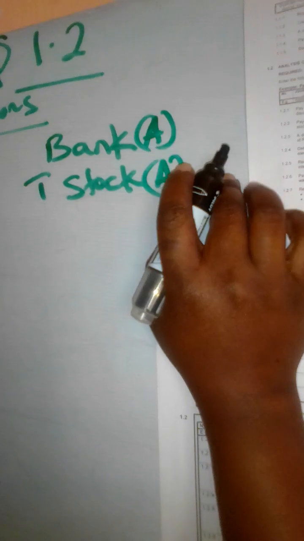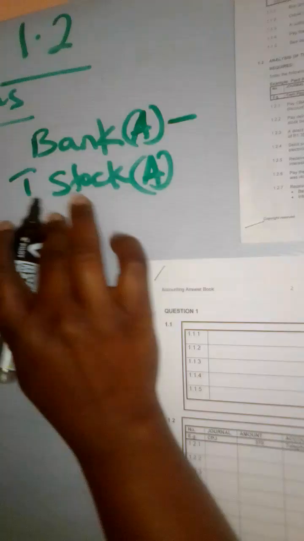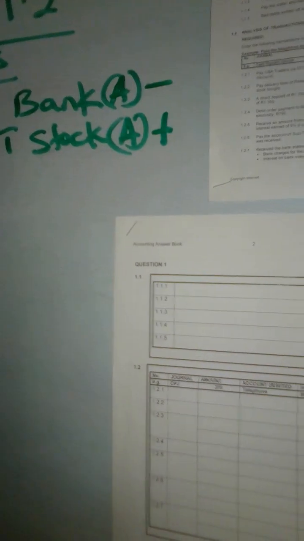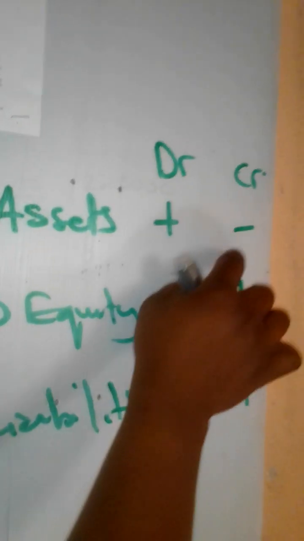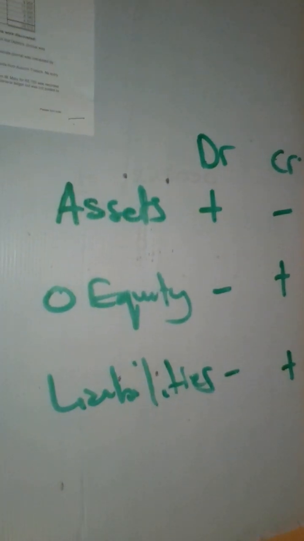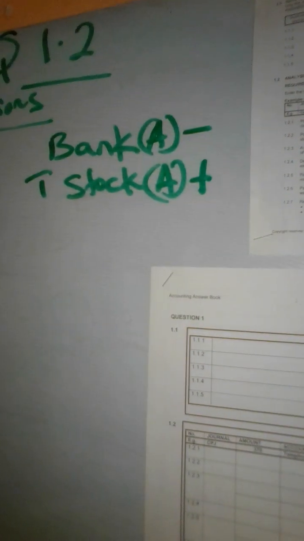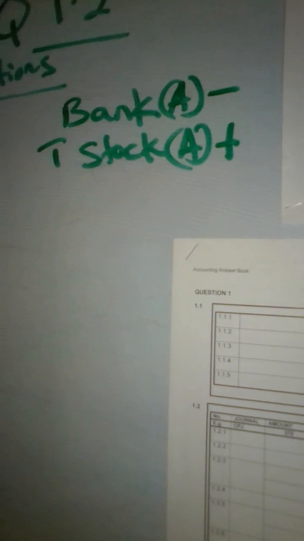Okay, what is happening to our bank? Because we paid, bank is decreasing. What is happening to the trading stock? Because we bought it, it's increasing. Okay, so we already know the account that we are going to debit. We debit when an asset is increasing and we credit when it's decreasing. Bank is decreasing, therefore we are going to credit bank and debit trading stock.